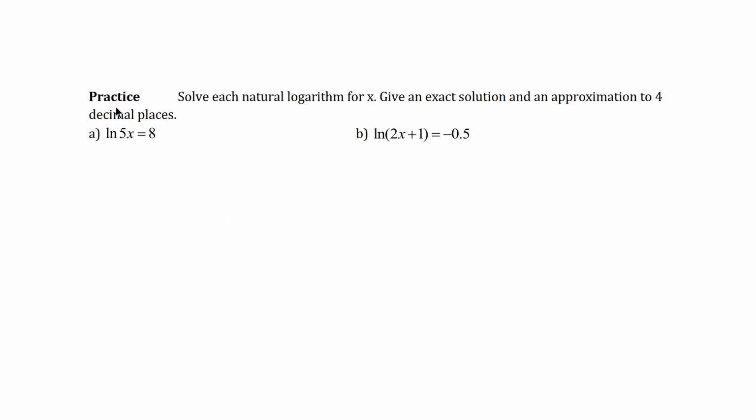Next, we have a practice problem. Solve each natural logarithm for x. Give an exact solution and an approximation to 4 decimal places. For part A, we have natural log of 5x equals 8. For part B, we have natural log of parentheses 2x plus 1 equals negative 0.5. Okay, so go ahead and pause the video, try out each problem, and then check back with the video to see the solutions.